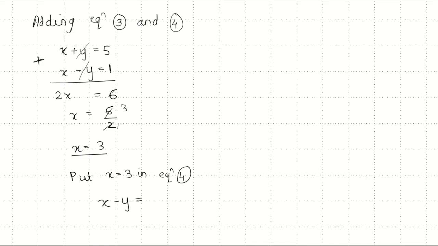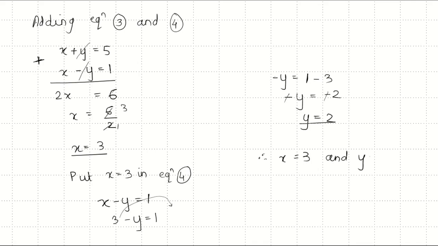x minus y is equal to 1. This is equation number 4. So x is 3, minus y is equal to 1. If this 3 comes to the other side, it will become minus 3. Minus y is equal to minus 3 plus 1. Minus into plus is minus, 3 minus 1 is 2, sign of the bigger number. Minus y is equal to minus 2, so y is equal to 2. Minus minus gets cancelled. So the solution is x is equal to 3 and y is equal to 2.